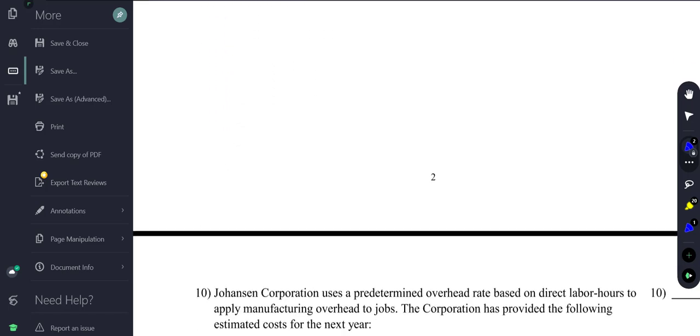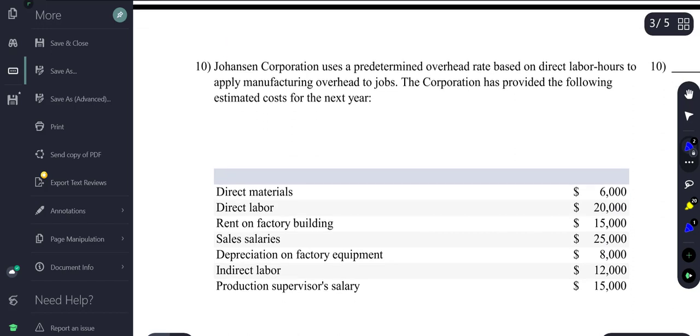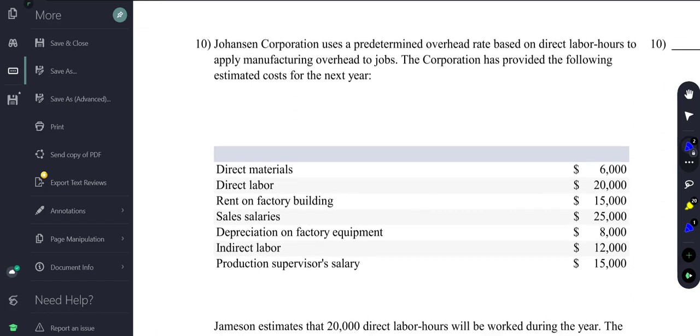All right, let's move down to the next one, number 10. It says Johansson Corporation uses a predetermined overhead rate based on direct labor hours to apply manufacturing overhead to jobs. The corporation has provided the following estimated cost for the next year. Johansson estimates that 20,000 direct labor hours will be worked during the year. The predetermined overhead rate per hour will be.